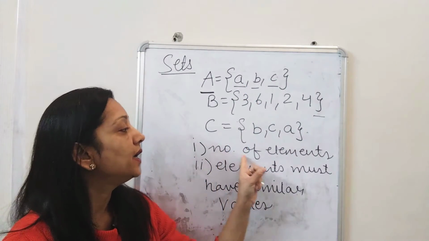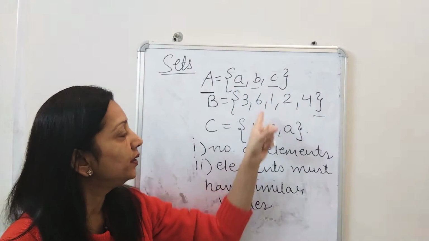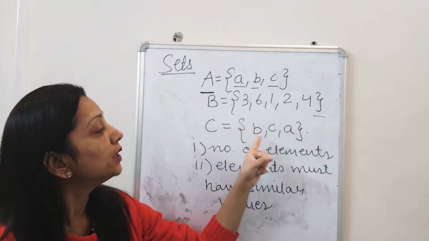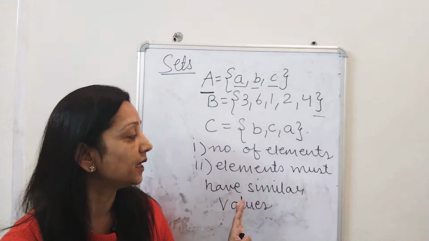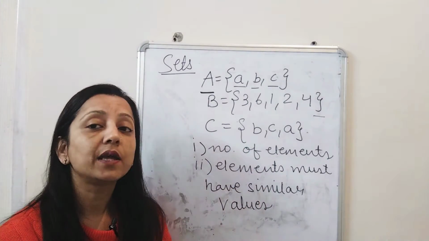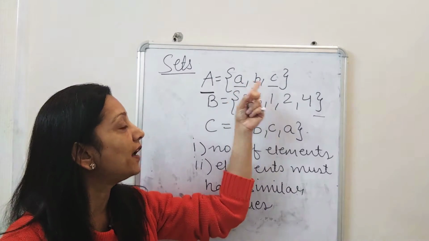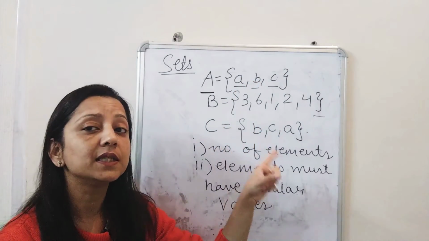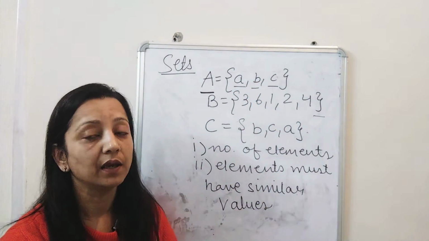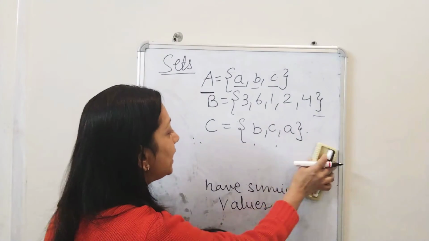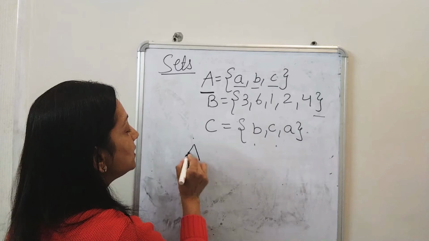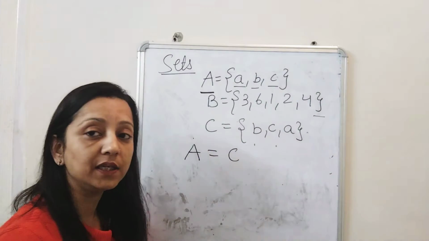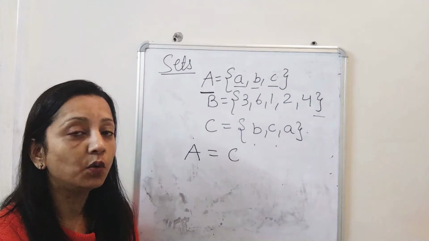The first criterion, the number of elements, is the same. There are 3 elements in set A. Again there are 3 elements in set C. So the first criterion is being satisfied. Then the second criterion is also being satisfied, since the values of the members in both the sets are the same, A, B, C and B, C, A. Alright, so I can say that set A is equal to set C. So both these sets are equal.